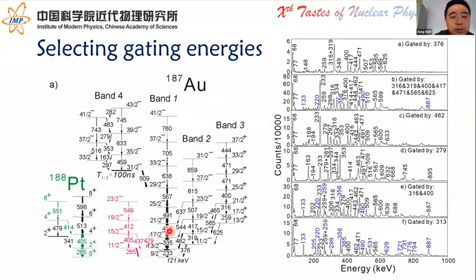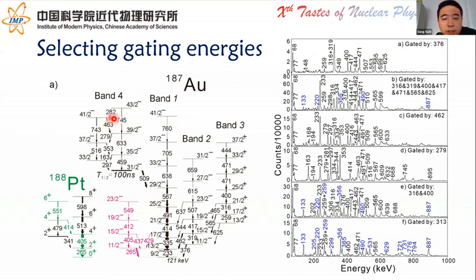To deduce the ratios for the linking transitions 376 and 462, it is very important to select proper gating energies. In this work, it is very easy for 376 since it is clean. We just use the 7 strongest peaks in the spectrum gated by it. But it is difficult for 462, since there is another 463 above. So we must avoid the combination.